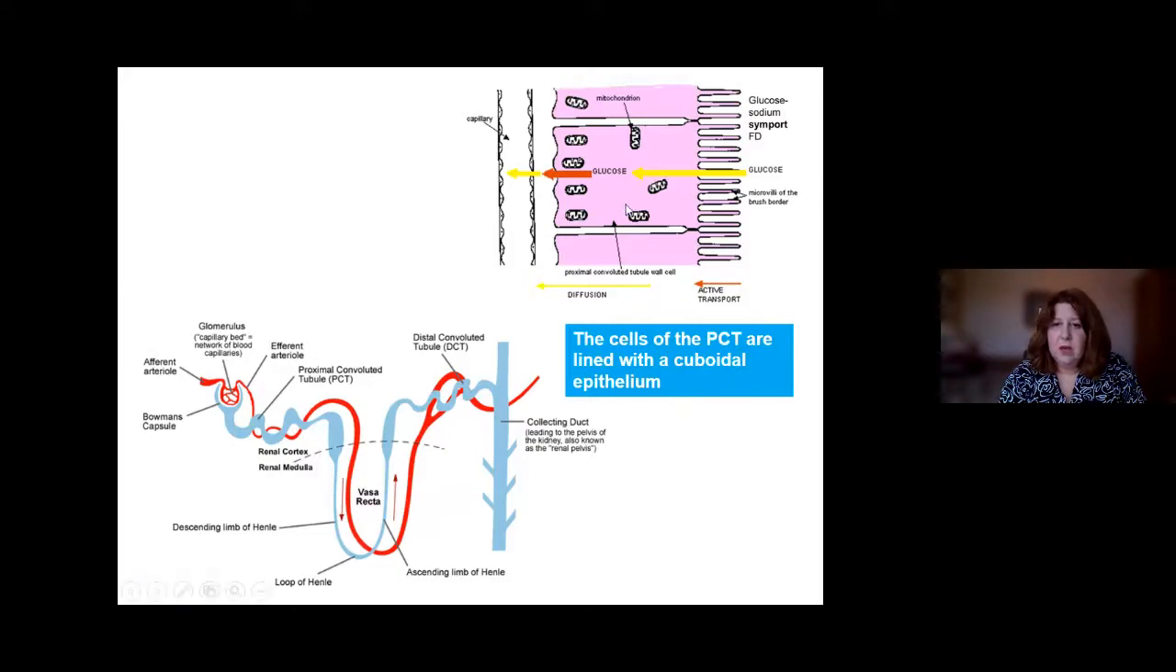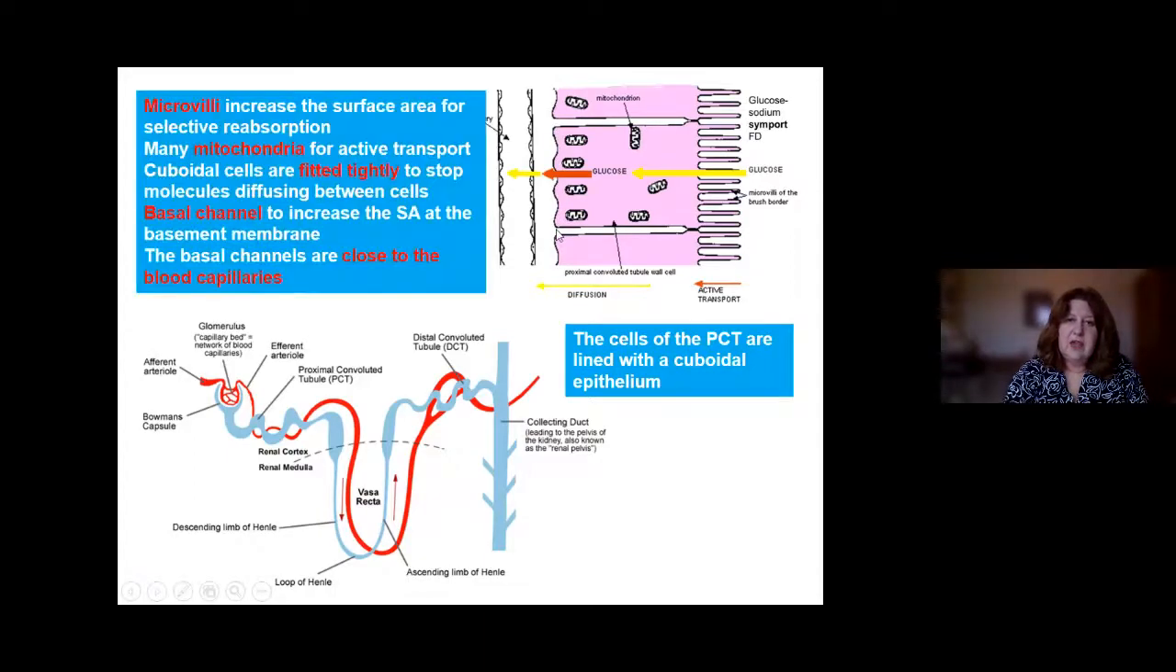The cells are well supplied with mitochondria, so we know there's active transport going on there. There's ATP being generated in aerobic respiration. You can't see it so well in this diagram, but you will see it in another: there are basal channels at this side as well, just to increase the surface area again. The cells are also quite tightly packed, so that substances can't seep between the cells.